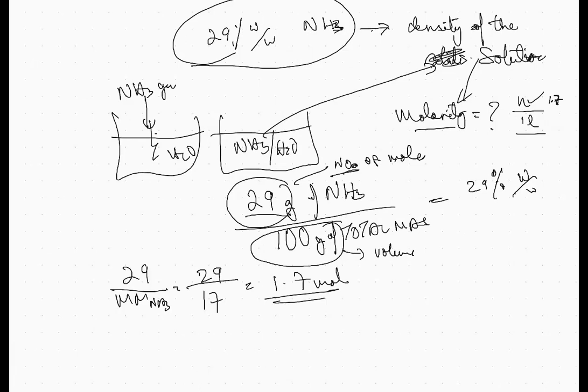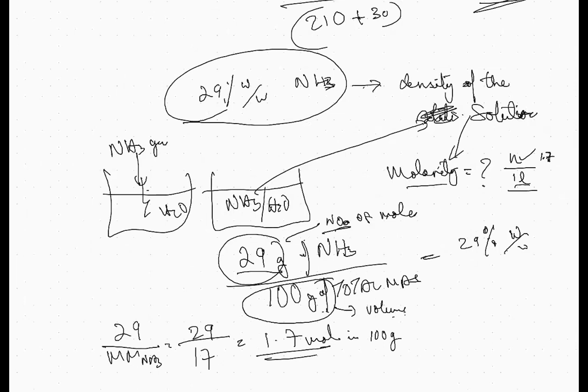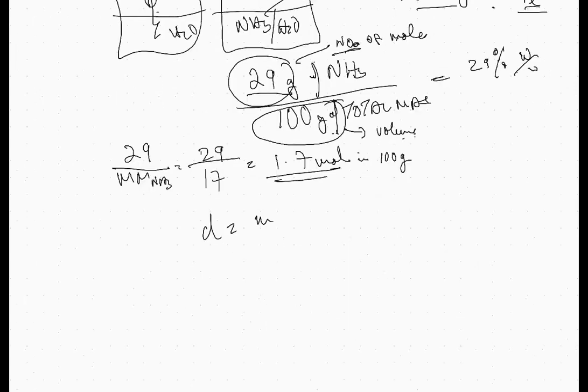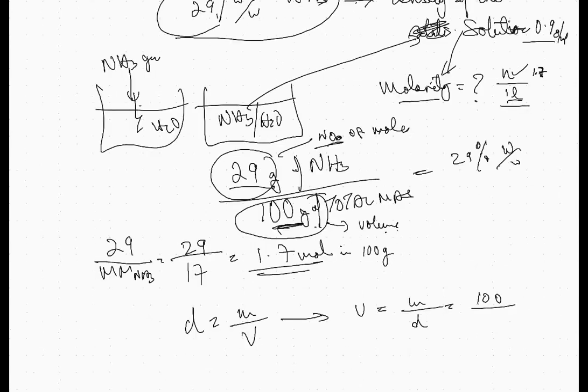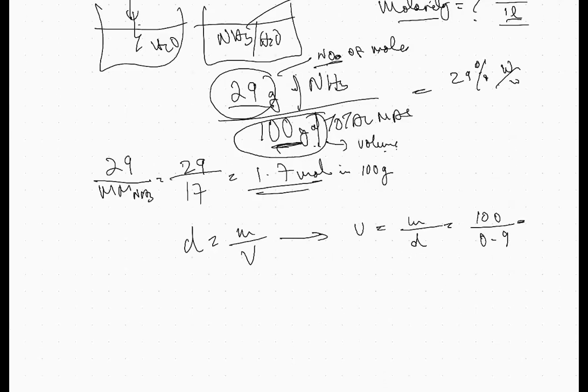To convert, we have the density here. The density of the solution, I didn't write it, is 0.9 grams per milliliter. Okay, fine, sir. What does density mean? Density means mass over volume. So I rearrange it: volume equals mass divided by density. The mass is 100, the total, right? We are taking the total, 100 divided by 0.9, the density. I know that it is 111.11 milliliters. I found the volume now.